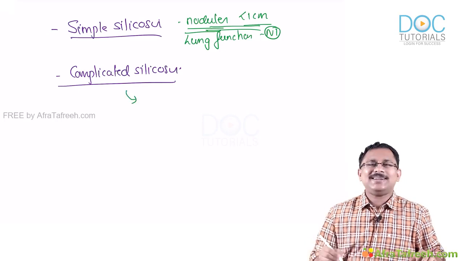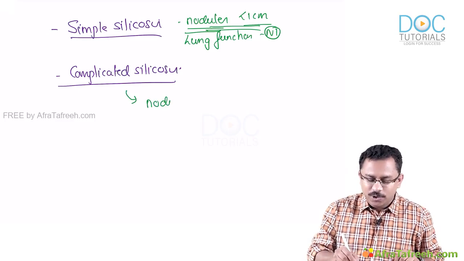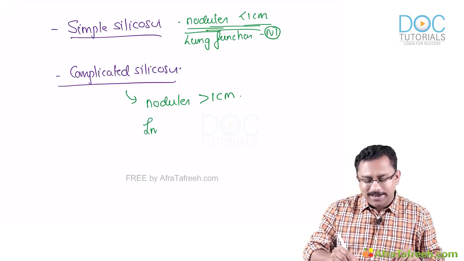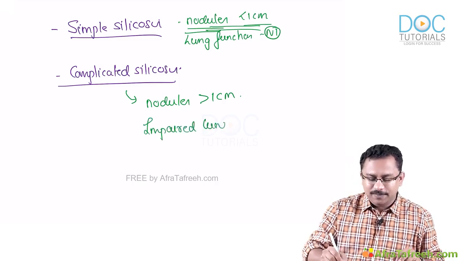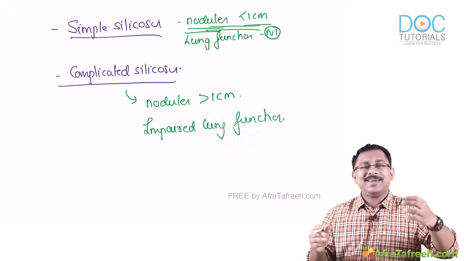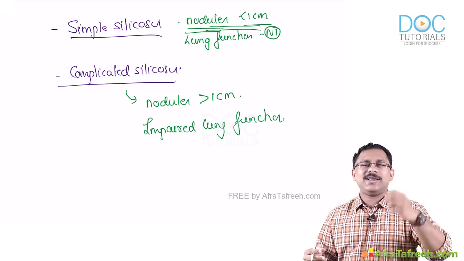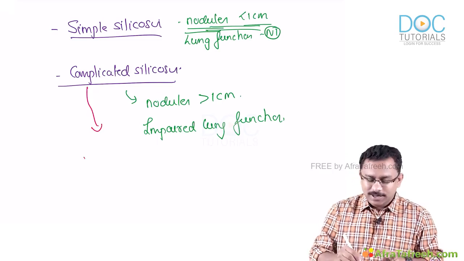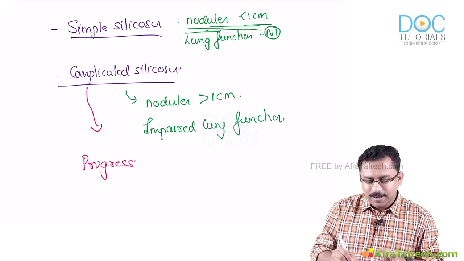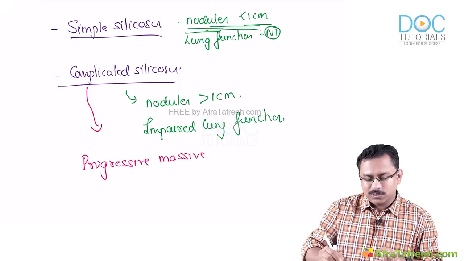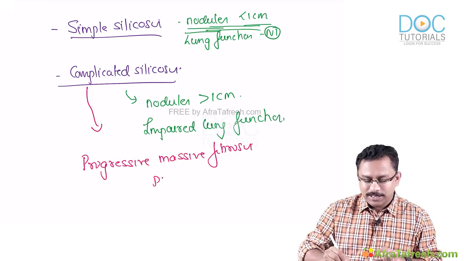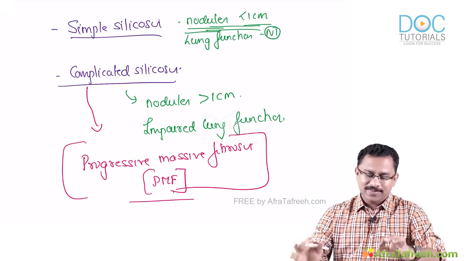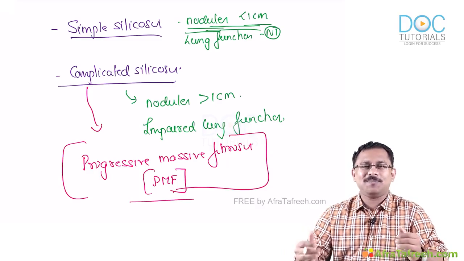Whereas in case of complicated silicosis, what happens is that you get nodules which are larger, that is more than 1 centimeter, and there will be impaired lung function. And this complicated silicosis can actually progress also, resulting in a condition which is associated with significant fibrosis, which is called progressive massive fibrosis. Progressive massive fibrosis, you can abbreviate it as PMF. Very clear? So that is your simple silicosis and complicated silicosis.